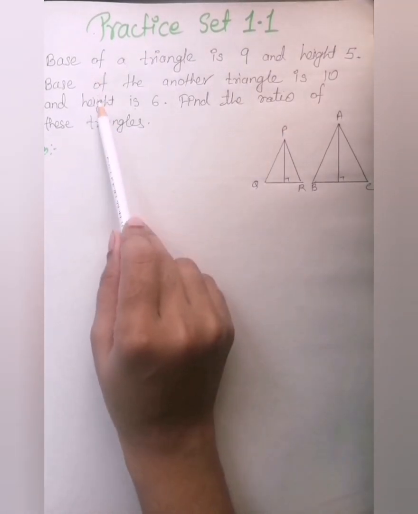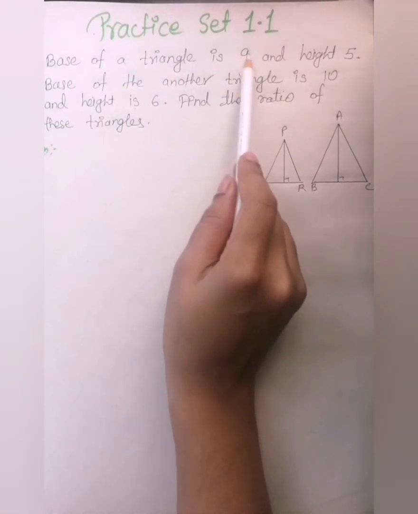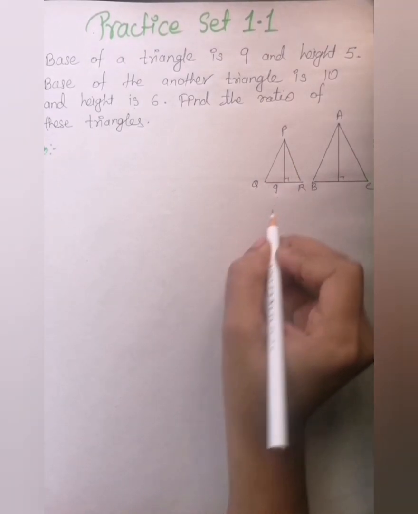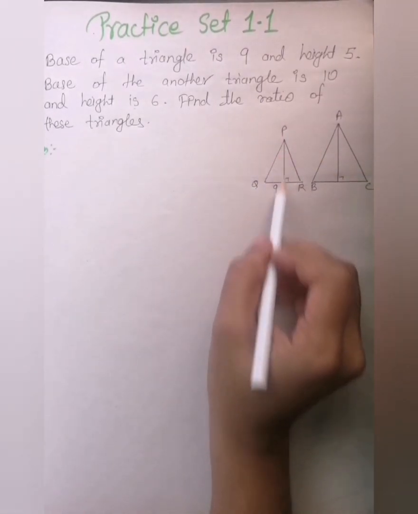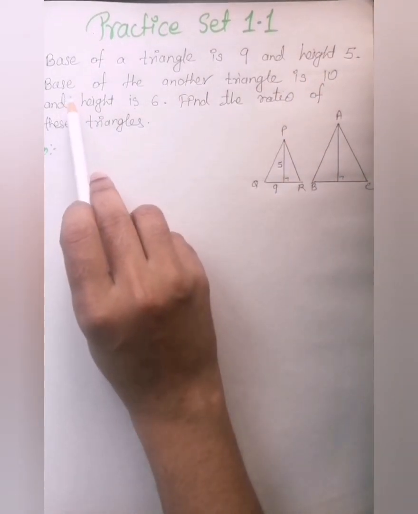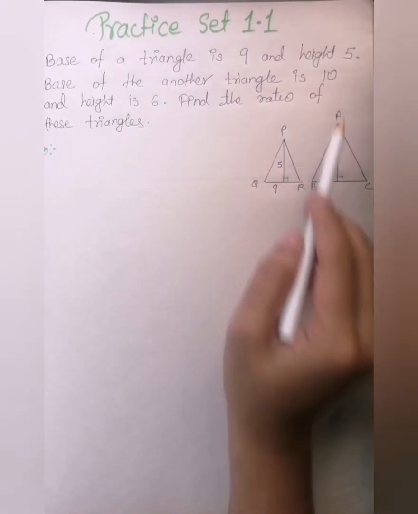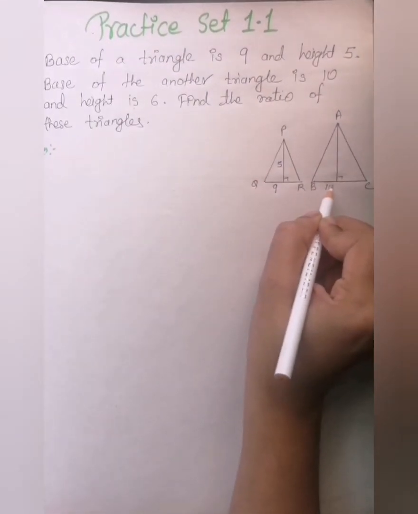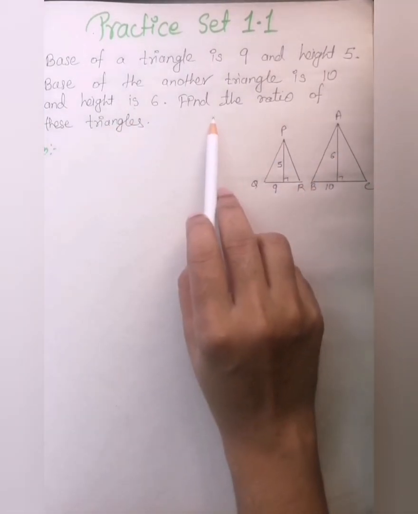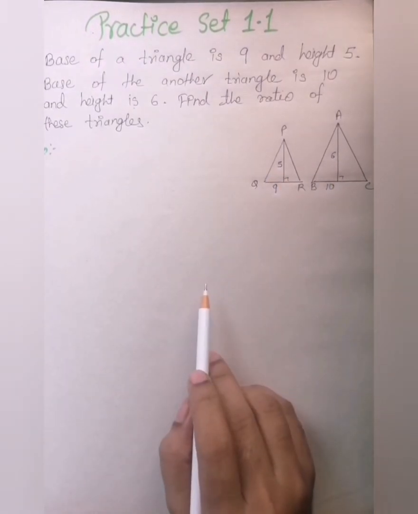So we have two triangles. In the first triangle, the base is 9 and the height is 5. Write down the measurements. In the other triangle, the base is 10 and the height is 6. After that, they said to find the ratio of these triangles, so we have to find their ratio.